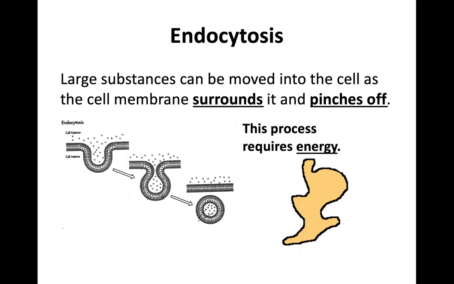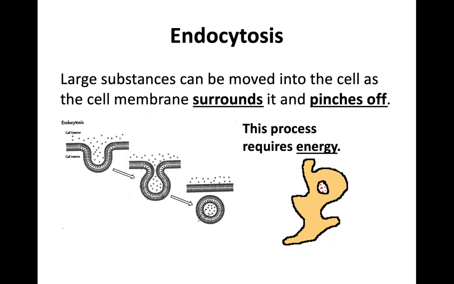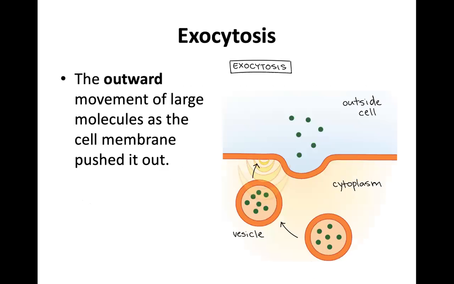So endocytosis is when large substances can be moved into the cell as the cell membrane surrounds it and pinches it off. It is engulfing it and bringing it in. Exo is the opposite, so it's going to move it outside of the cell membrane. It is the outward movement of large molecules as the cell membrane pushes it out. So endo, in; exo, out.